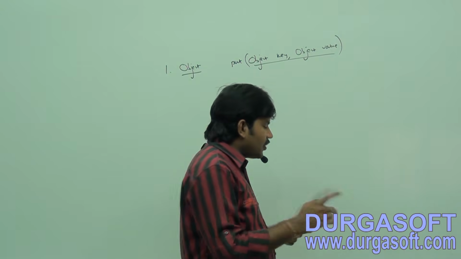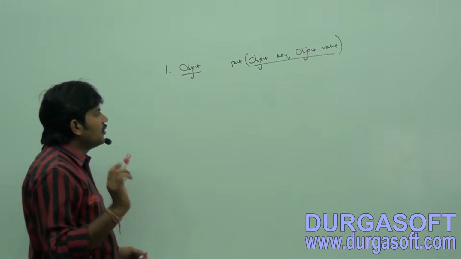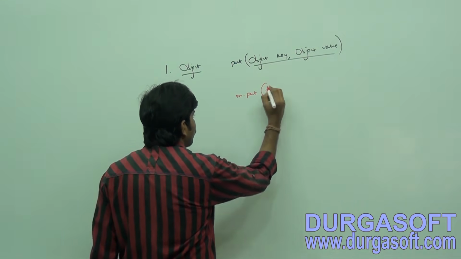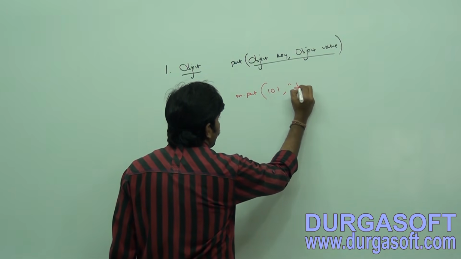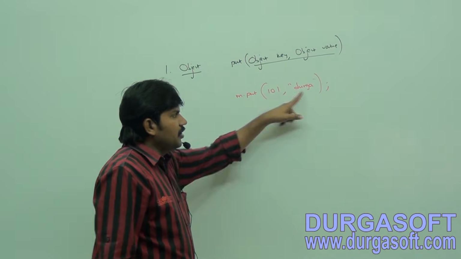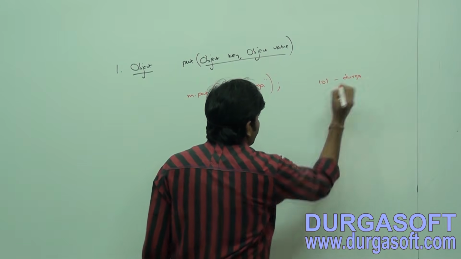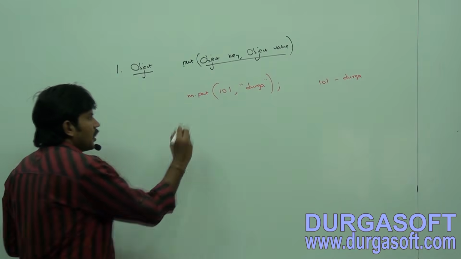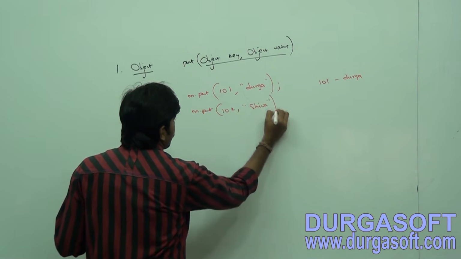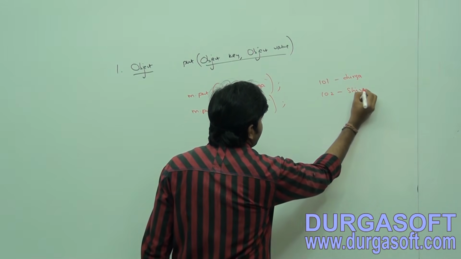Sir, what does this object mean? You people may have the doubt. Simple point here. Suppose I want to do m dot put of 101 comma Durga. I added 101 comma Durga, one key value pair I am adding. Now in the map 101 Durga is added. Now m dot put of 102 comma Shiva, no problem at all. 102 Shiva added, right. Second entry also added.